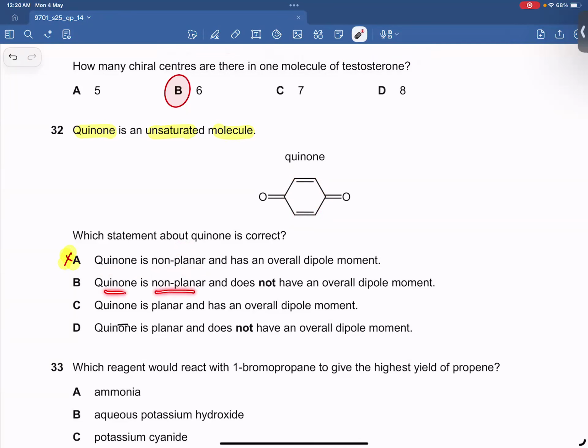Quinone is non-planar and does not have overall dipole moment. It is planar, bhai, because of the sp2 hybridized carbon. So it is also wrong. Option C, quinone is planar, right, and has an overall dipole moment. Wrong. Why? Because this compound has center of symmetry.